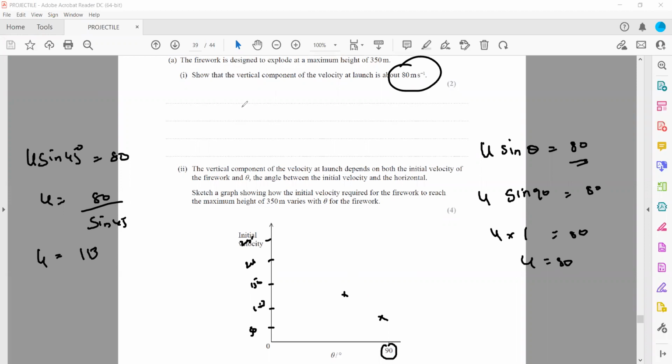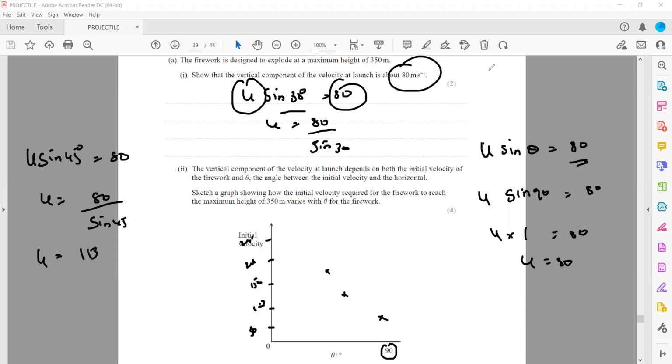Same thing. If I take the launching angle at 30, what is the initial velocity? It will be 80 divided by sine 30. So basically, 160. So it will be somewhat here. If you can see, the product of the two quantities should be constant.